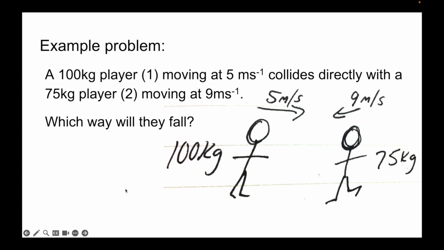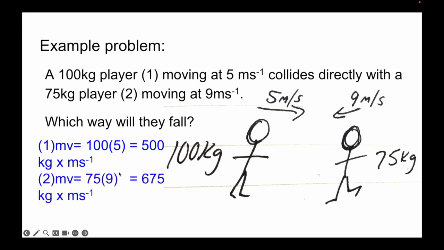Alright, hopefully you paused it and you checked it out. What we want to do is figure out the momentum of each one. For the first person, I'm getting about 500 kilogram meters per second. The second one, 675 kilogram meters per second. The players are going to be falling to the left.